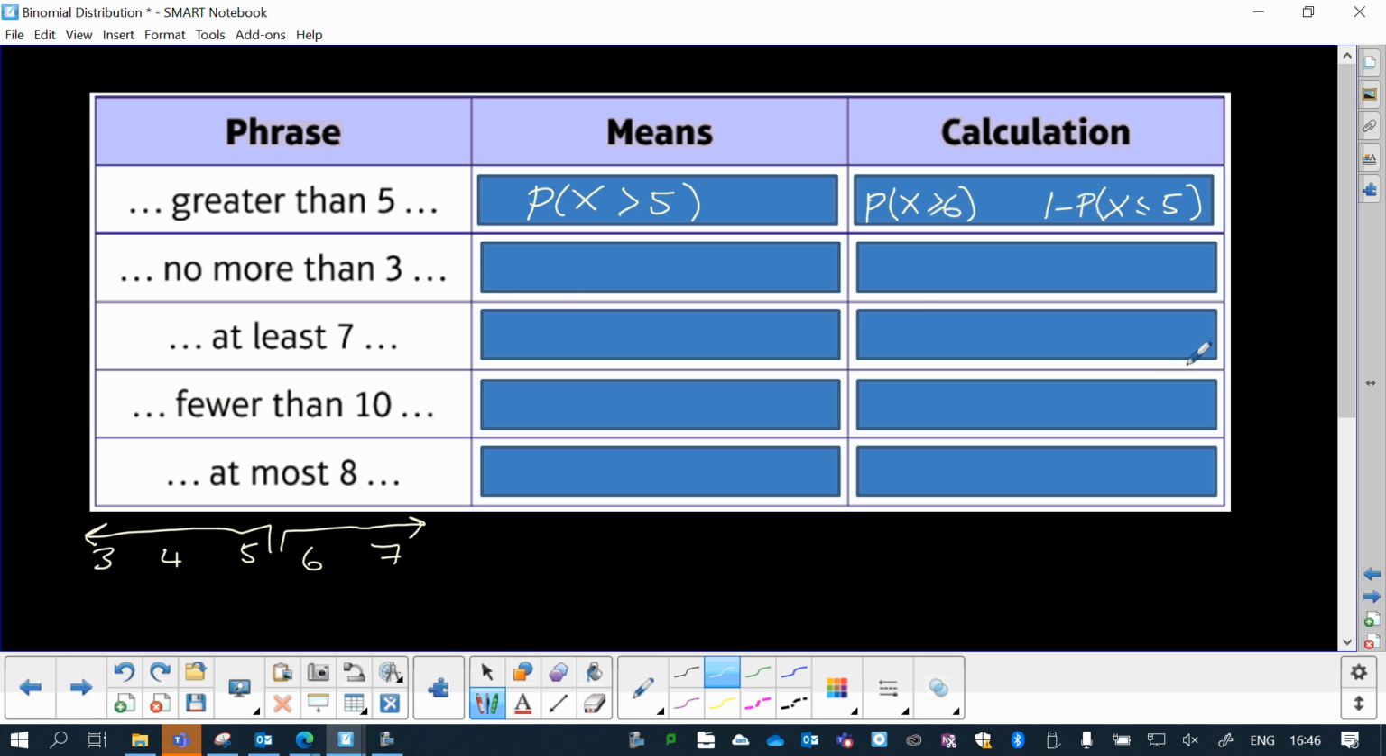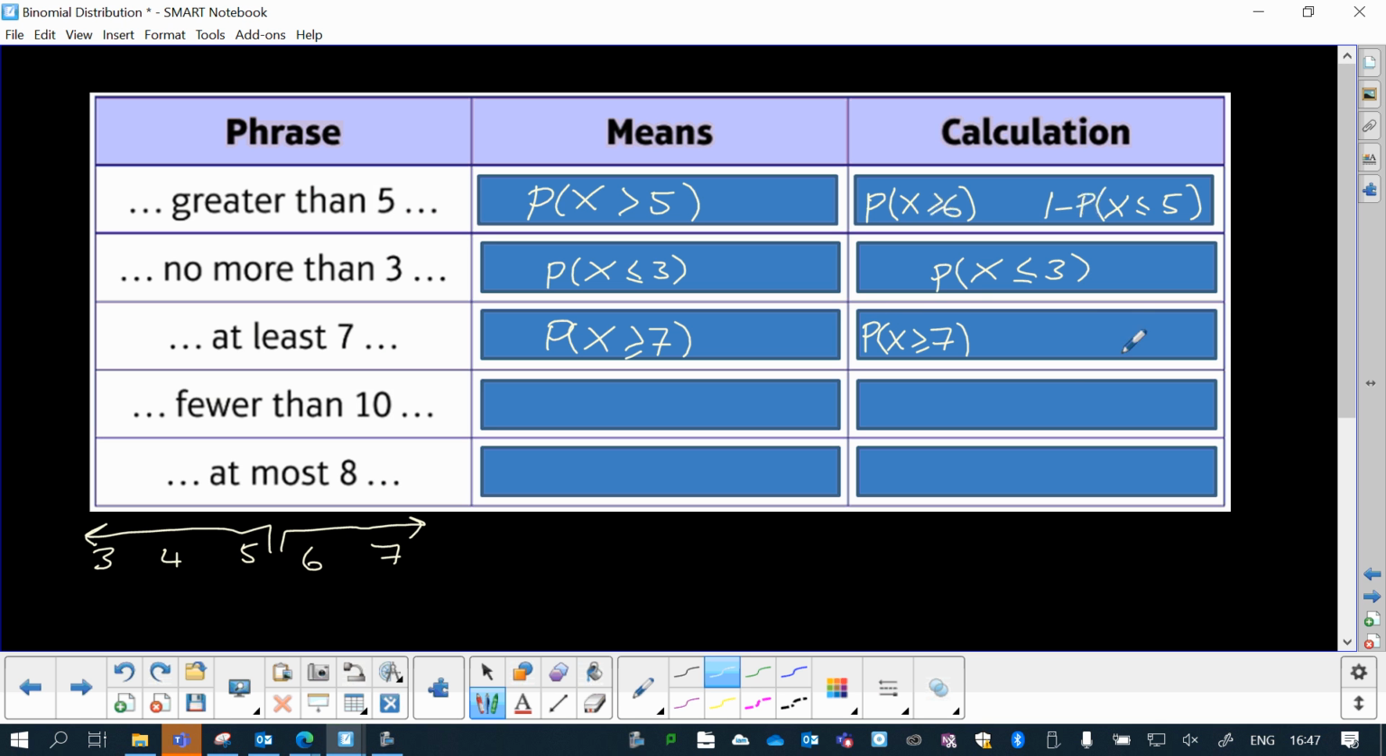Interpret the question. No more than 3. What does that mean in terms of our probability notation? Perfect. The calculation for everybody, perfect. Not too difficult to interpret that one. At least 7. What does that mean? Somebody else? Jamie? Perfect. Greater than or equal to 7, which, if you're using a CG50, is fine.